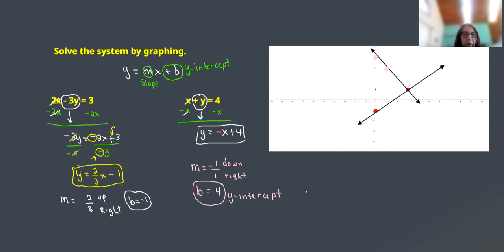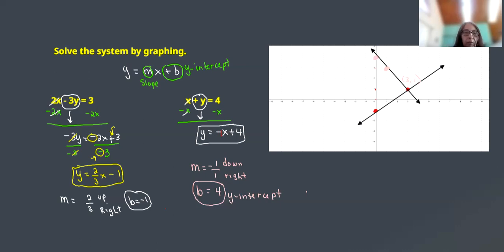And where they intersect is our solution. So where are these two lines intersecting? If I go over 3 and up 1, it looks like they're going to intersect. Oops. They're going to intersect at 3, 1. And that's our solution. And what does that tell us? If you put 3, 1 back into either of these original equations, you're going to get that answer.